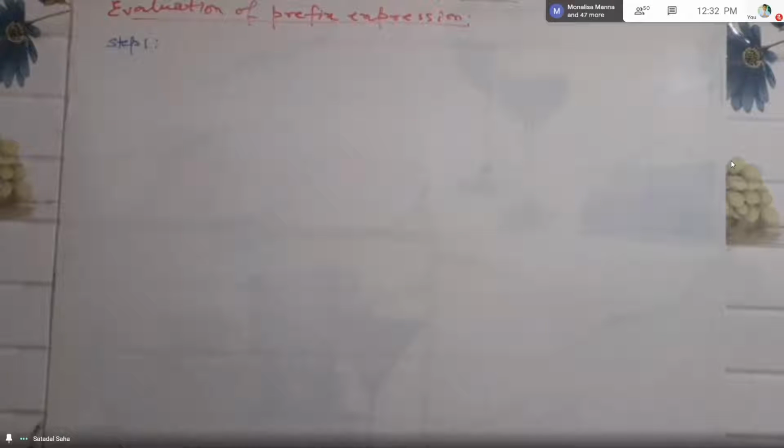আচ্ছা, নাও আই এম ডিক্টেটিং স্টেপ 1. Accept the prefix expression. Step 1, accept the prefix expression.